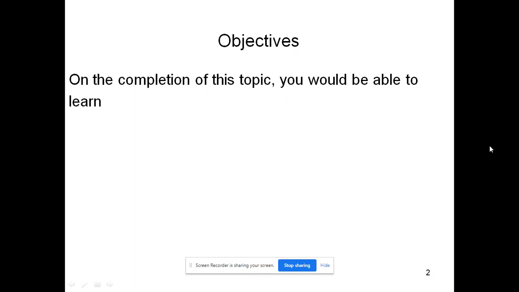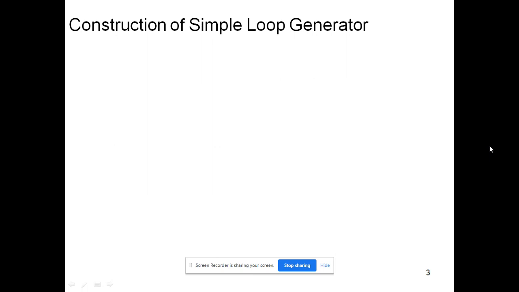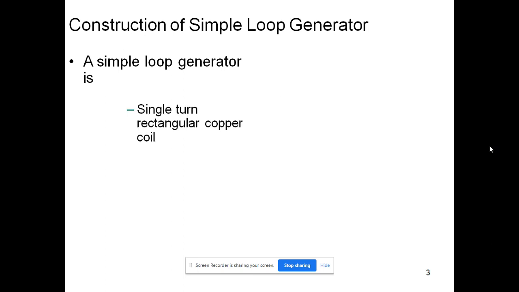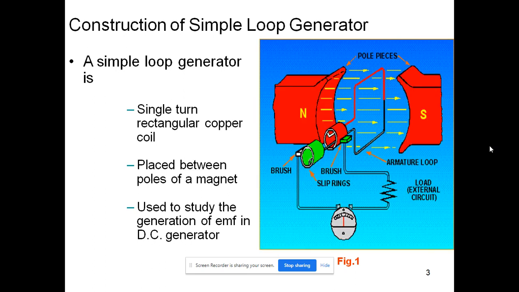The main objective of this presentation is the construction and working of a simple loop generator. Let us see the construction of the simple loop generator. A simple loop generator has only a single turn rectangular copper coil which is placed in between the poles of the magnet. This is used to study the generation of EMF in a DC generator.